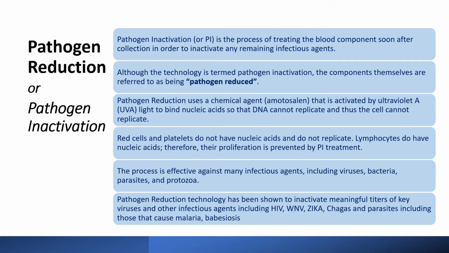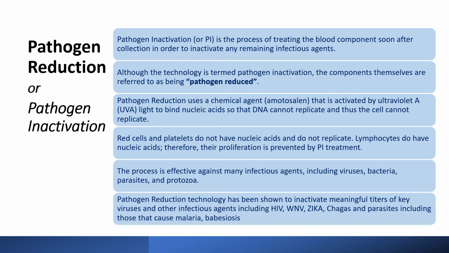Pathogen reduction, or pathogen inactivation, or PI, is the process of treating the blood components soon after collection in order to inactivate any remaining infectious agents. Although the technology is termed pathogen inactivation, the components themselves are referred to as being pathogen reduced. Pathogen reduction uses a chemical agent that is activated by UV light to bind nucleic acid so that DNA cannot replicate, and thus the cell cannot replicate.